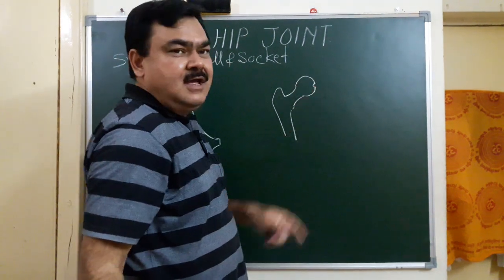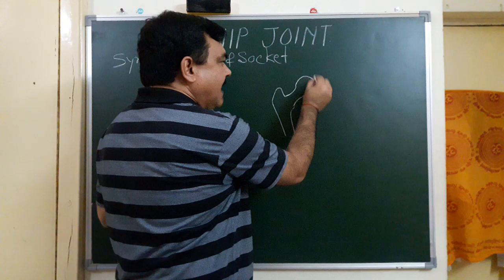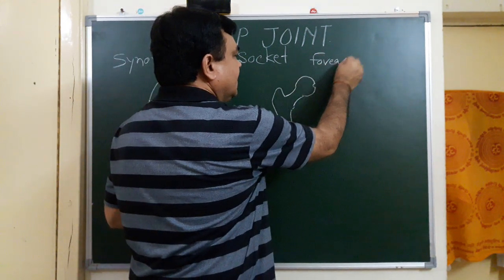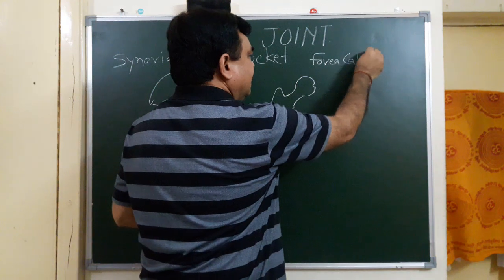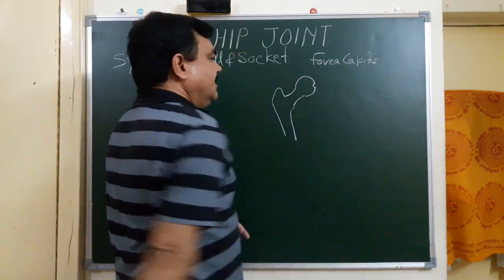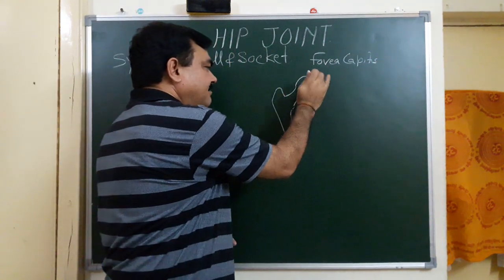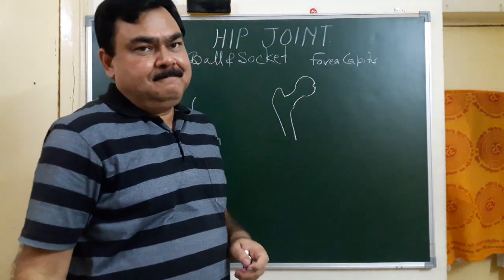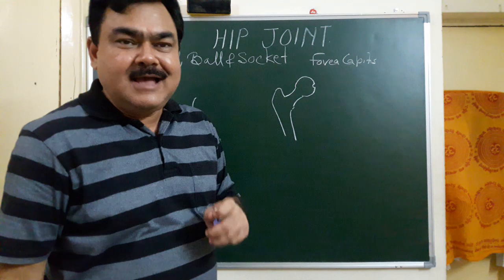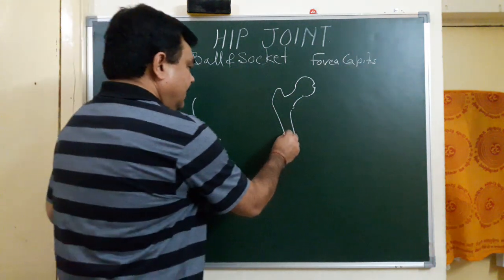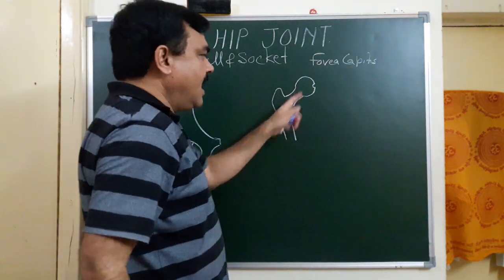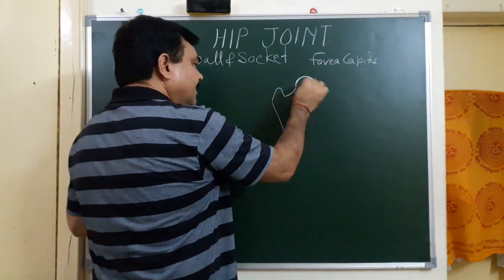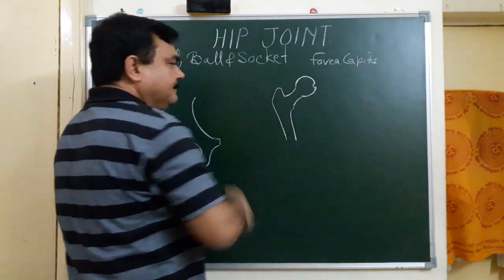there is a fovea. This is known as fovea capitis. This is a small depression present on the head of the femur. This is the lateral articular surface, that is the head of the femur.